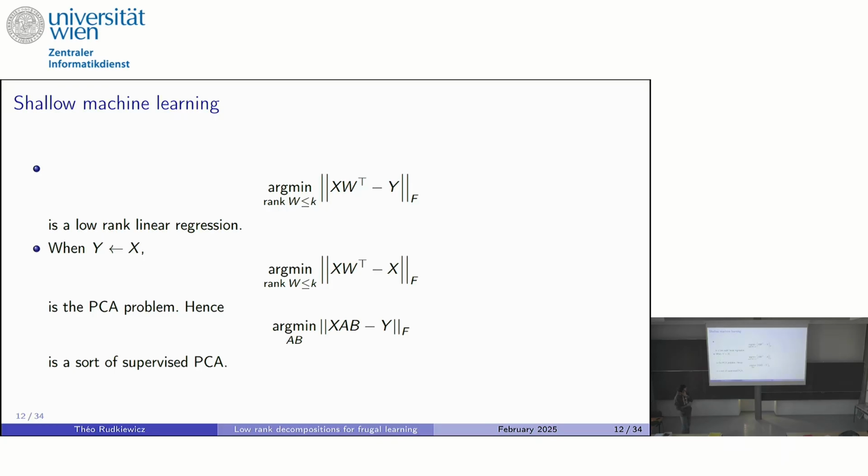And if we put y equal x, we have here the principal component analysis problem. So the goal is to find a subspace that approximates at best our data, with a linear transformation. And so if we replace x again by y, we could see this as a sort of supervised PCA, as the latent space of small dimension is dependent on the output data and not only on the input data.